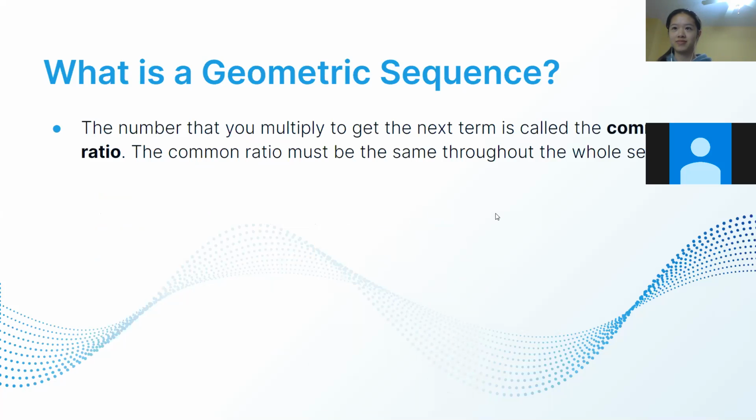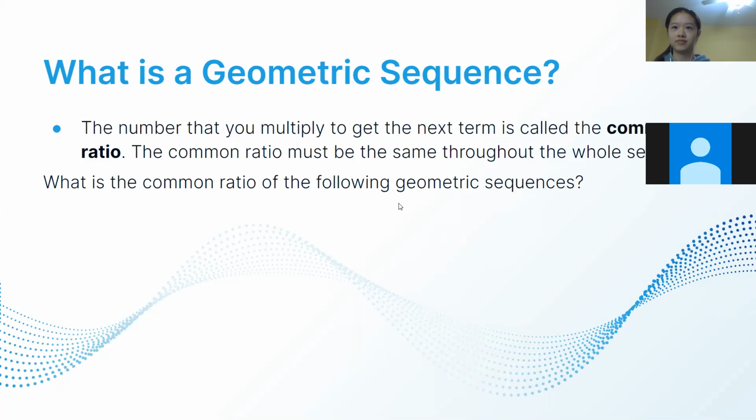All right. So the number you multiply by to get to the next term in a geometric sequence is called a common ratio, and that must remain constant throughout the entire sequence. Now you're gonna find the common ratio of the following geometric sequences. So we have 4, 12, 36, and 108. What is the common ratio?